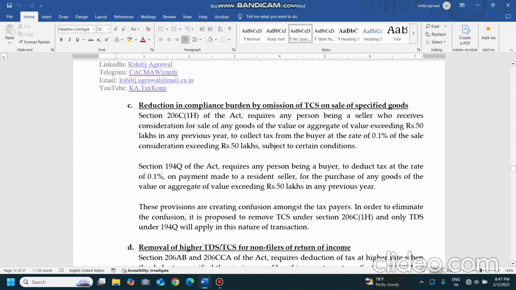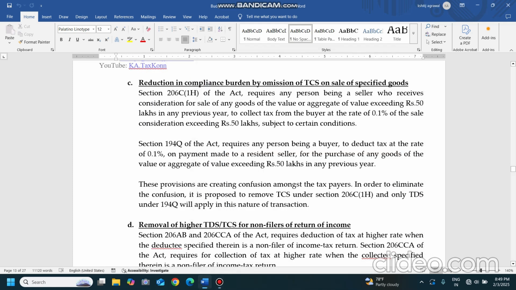Now coming forward to TDS and TCS in case of sale and purchase of goods. Currently there are two sections, section 206C subsection 1H and section 194Q. Subsection 1H of 206C says that the seller should collect TCS on amounts exceeding 50 lakh rupees if he is selling anything to any buyer, at the rate of 0.1%.